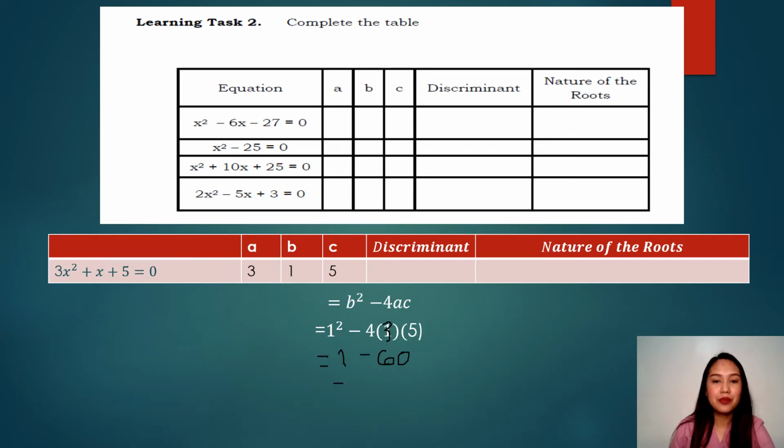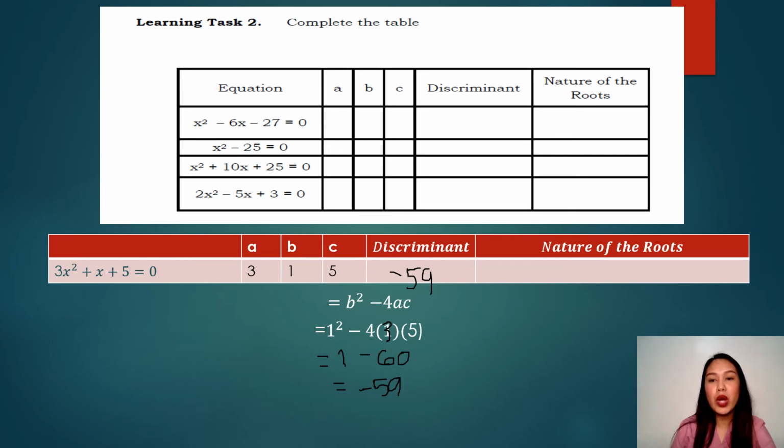And then, continue the solution or compute for this. 1 minus 60 is actually negative 59. So this negative 59 is your computed discriminant. So you're going to write it here, negative 59.